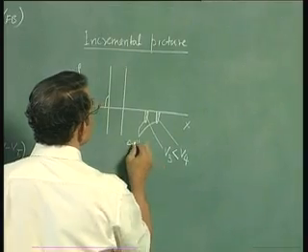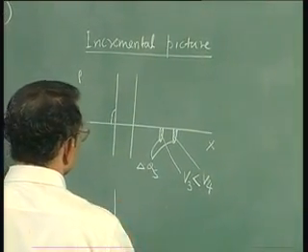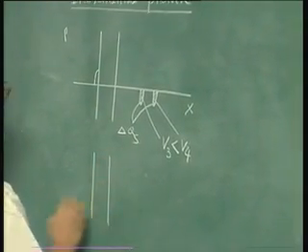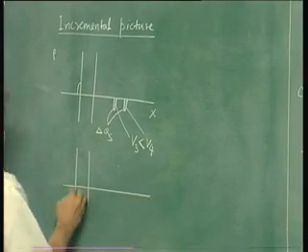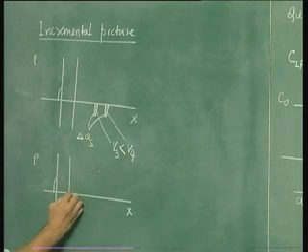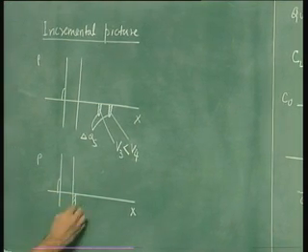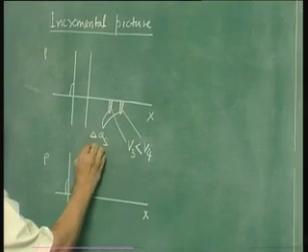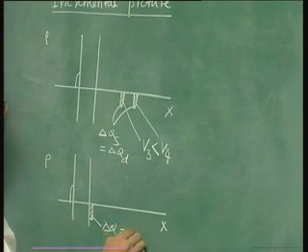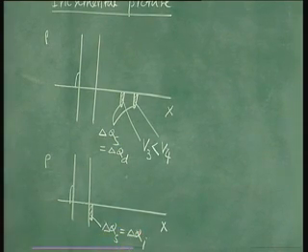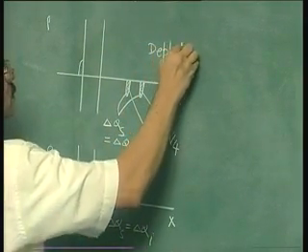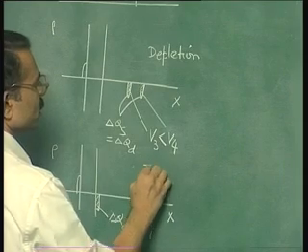So this whole thing is for depletion. For inversion, your incremental picture is this. So this is your delta Qs. So this delta Qs is equal to delta Qd, whereas this delta Qs is equal to delta Qi, change in the inversion charge. So you are not having any change in the depletion charge here. So this is for depletion and this is for inversion.